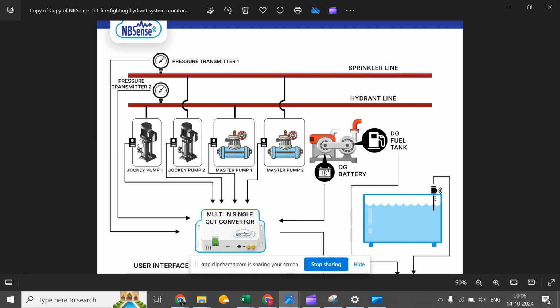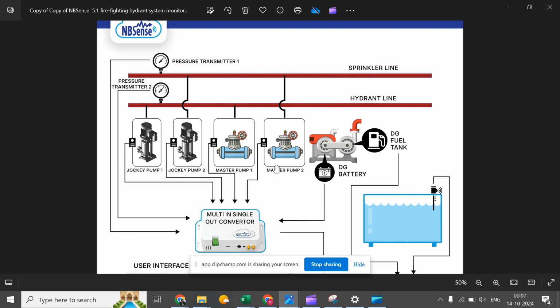But in case of a drill or a real fire, the jockey pumps are unable to deliver that much pressure. In that scenario, the master pumps come on duty. Master pumps are different for the sprinkler line and hydrant line. Here we can see the jumping line. These are the dedicated pumps for sprinkler and hydrant separately. Jockey pump 1 and master pump 1 are for the hydrant line. Jockey pump 2 and master pump 2 are for the sprinkler line. So these are separate systems.